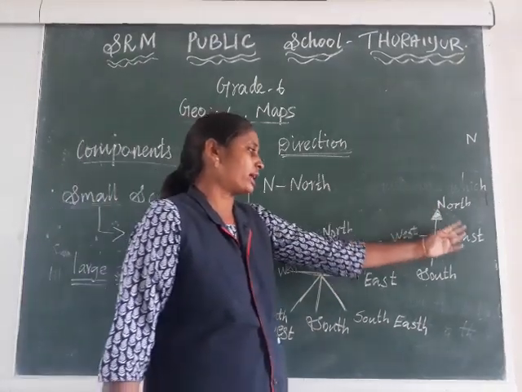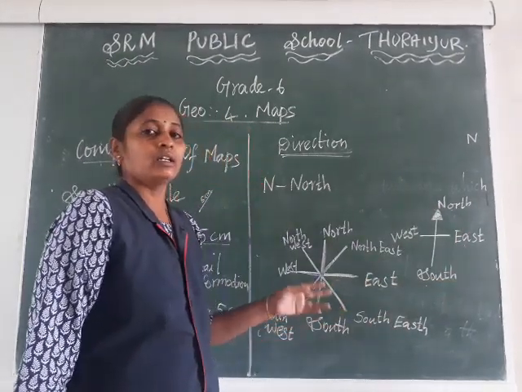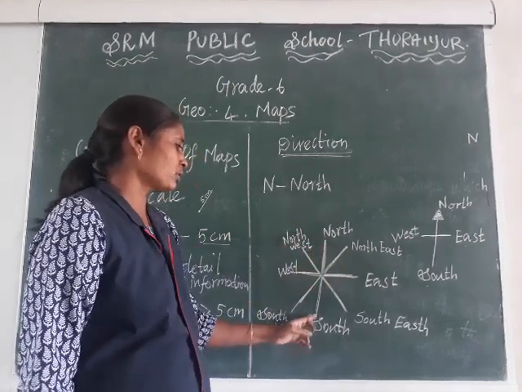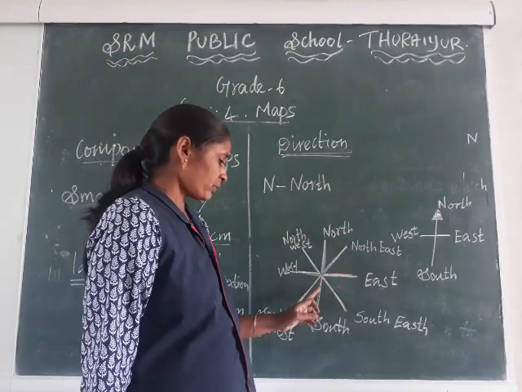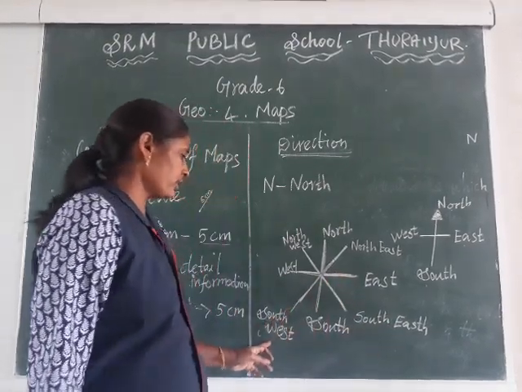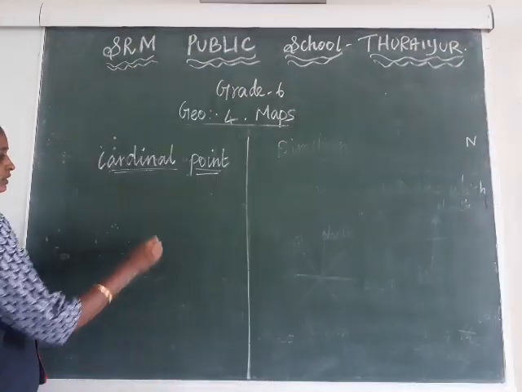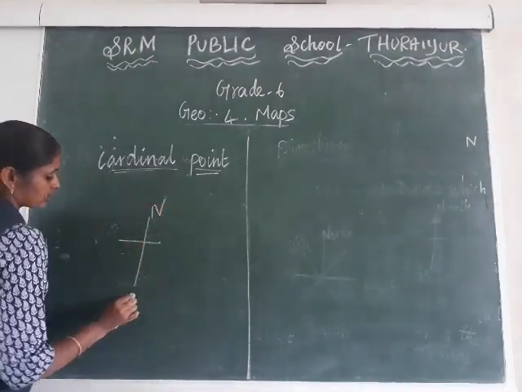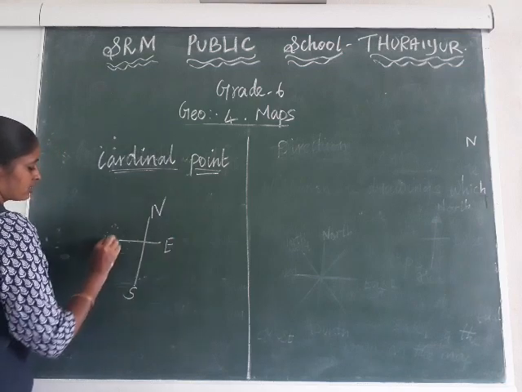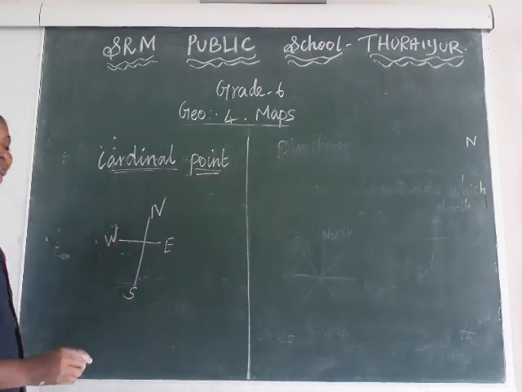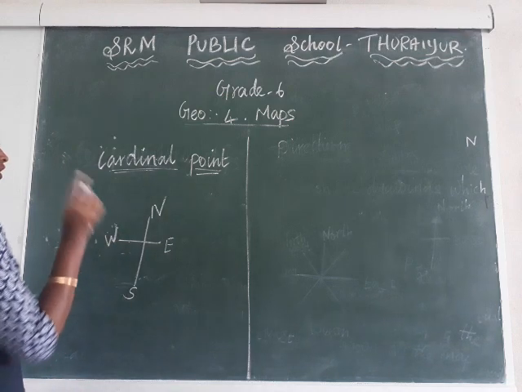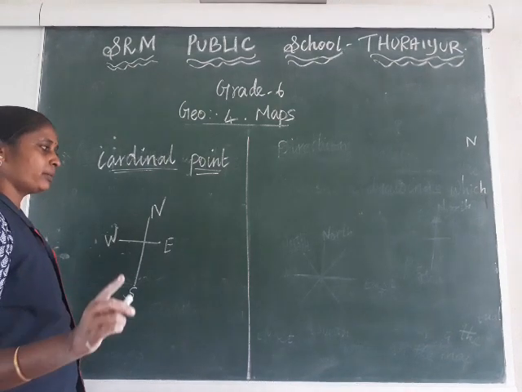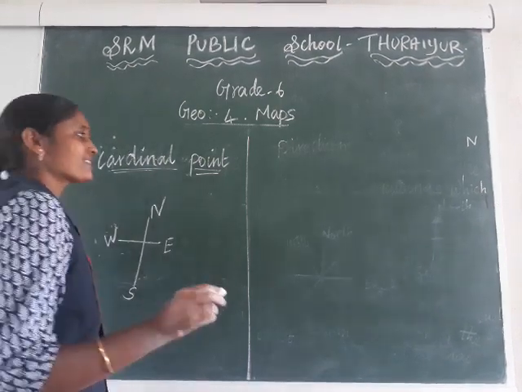So these four major directions are called cardinal points. These are the subdirections: northeast, southeast, southwest, and northwest. The cardinal points are north, south, east, west. You are supposed to remember that four directions and cardinal points are the same.